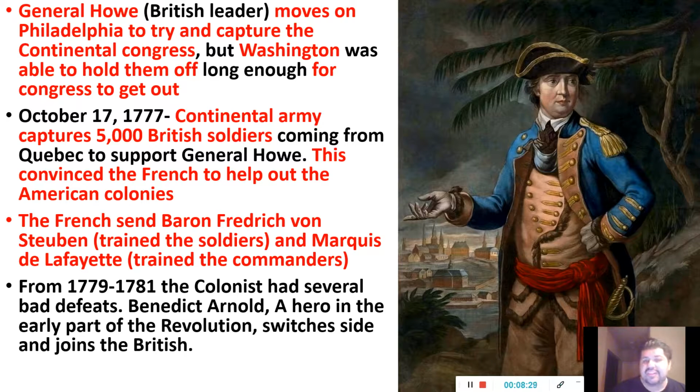This is a big blow to General Howe and the British Army. This also is significant because this showed the French that the colonies could take care of themselves, that they probably could win. Now, secretly, the French have been helping out the Americans, but nothing too big, nothing too public. But they were helping us out a little bit. But now that we captured those 5,000 British soldiers, the French were like, you know what, these guys have a chance. Let's help them out. They sent two major people to help out the soldiers in training. One was Baron Frederick von Steubenville. Okay, I think I got the last name right.